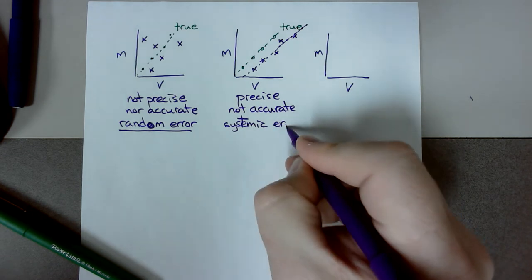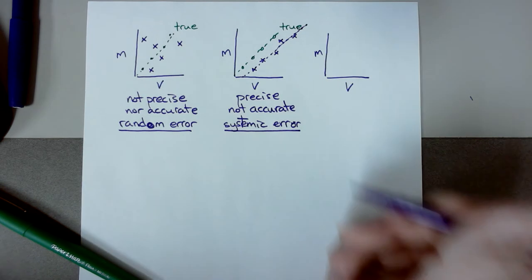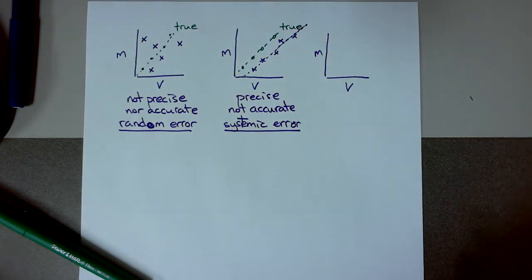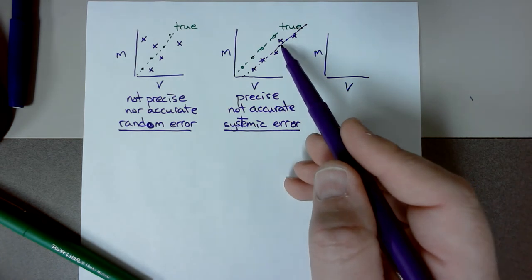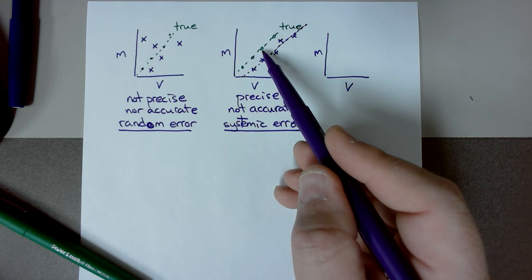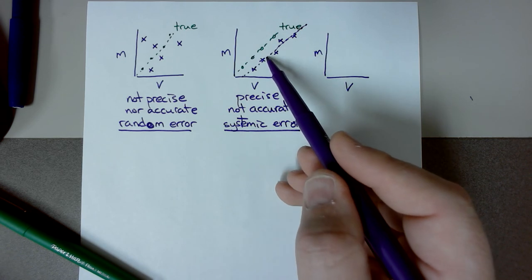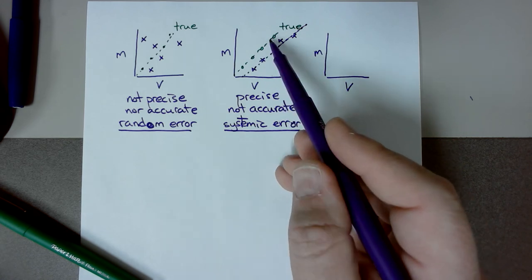Now, a systemic error is easier to find and easier to correct because we know that there's a lot of precision. Usually what happens here is that the instrument or tool has been calibrated wrong, and all you have to do is calibrate it so that the values meet the true value.